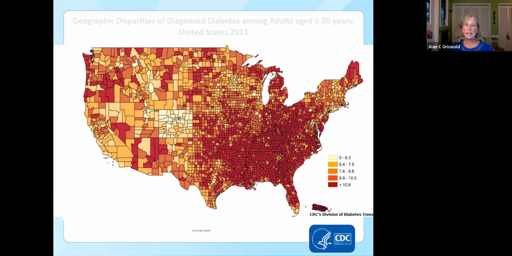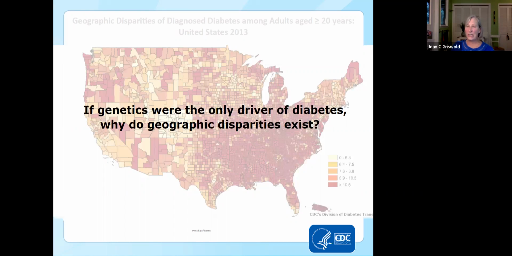So you can see that it's not necessarily driven by changes to our genes. If genetics were the only driver of diabetes, why do these geographical disparities exist? And how can it move so quickly? If we're talking about the last 20 years and a huge number of people being diagnosed with type 2 diabetes, that doesn't sound like a genetic disease per se. Genes take generations to pass on, and it's something about a change in our environment that is impacting or unmasking genetic susceptibility for large numbers of people over time.